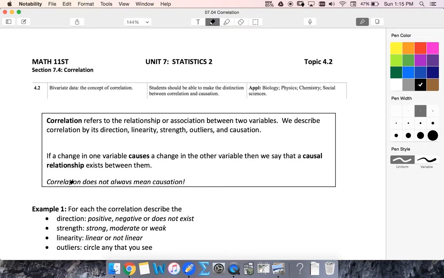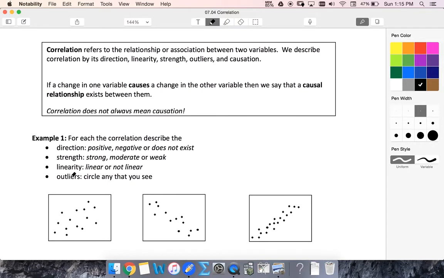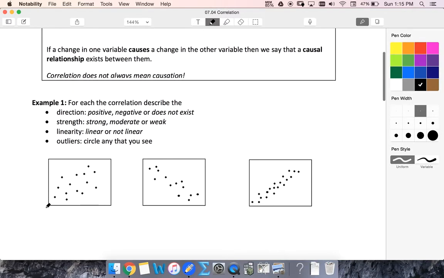Okay, so for each correlation below, we're going to talk about direction, strength, linearity, and outliers. So direction is either going to be positive, negative, or does not exist. That means looking from left to right. So this is looking at direction from left to right. Going left to right on here, I see that it's somewhat positive. So my direction is going to be positive.